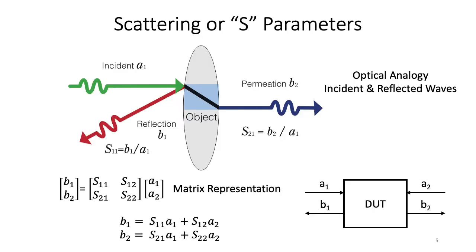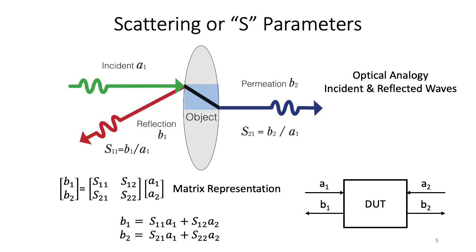In the previous slide, we saw one representation of a linear two-port network using impedance or Z parameters. However, there are a large number of different ways of describing a linear system. And another one that is of prime importance here is that of scattering or S parameters. And here's an optical analogy of scattering parameters.